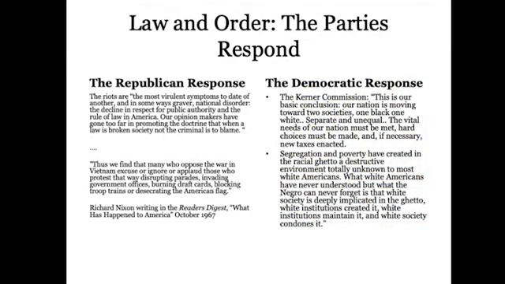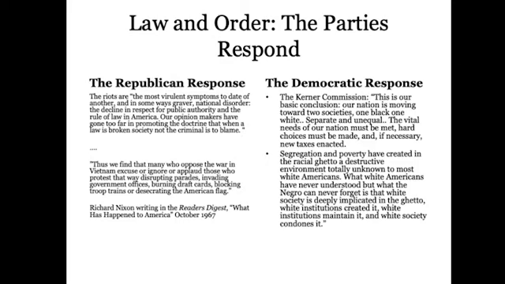So he writes a piece for Reader's Digest. I believe William Safire actually wrote it, but it's called What Has Happened to America? And in that he says the riots are the most virulent symptoms to date of another, in some ways, graver national disorder, the decline in respect for public authority and the rule of law in America. Our opinion makers, and that's a key statement, have gone too far in promoting the doctrine that when a law is broken, society, not the criminal, is to blame.